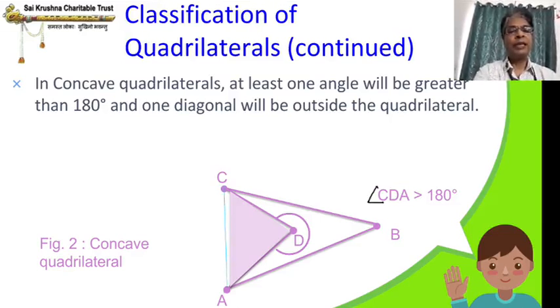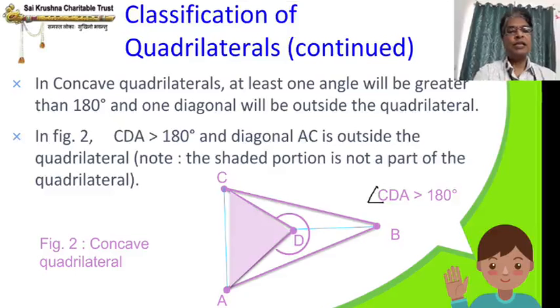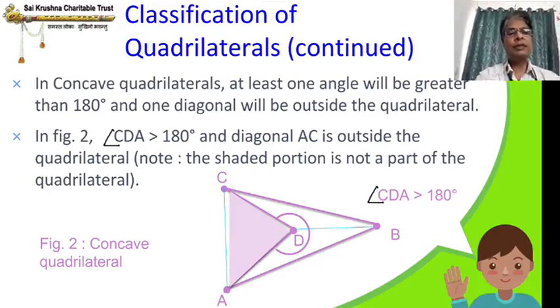I am putting diagonals also, AC, BD. In figure 2, angle CDA is greater than 180 degrees and diagonal AC is outside the quadrilateral. You can note here the shaded portion is not part of the quadrilateral. The quadrilateral is the inside portion; only this white portion is the quadrilateral. This shaded portion is not a part of the quadrilateral.